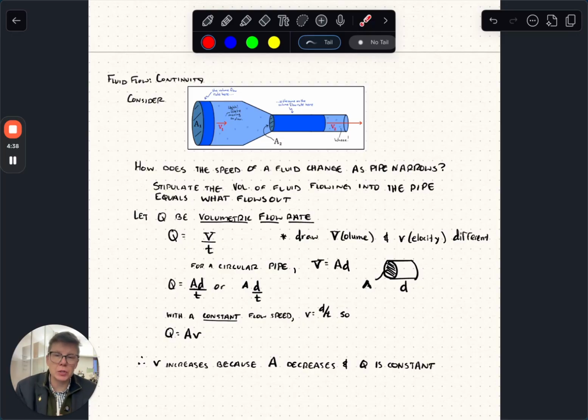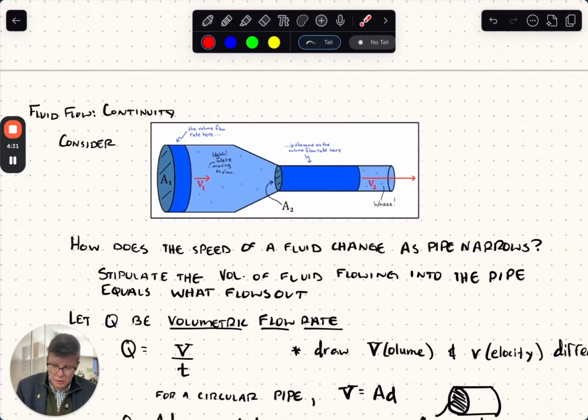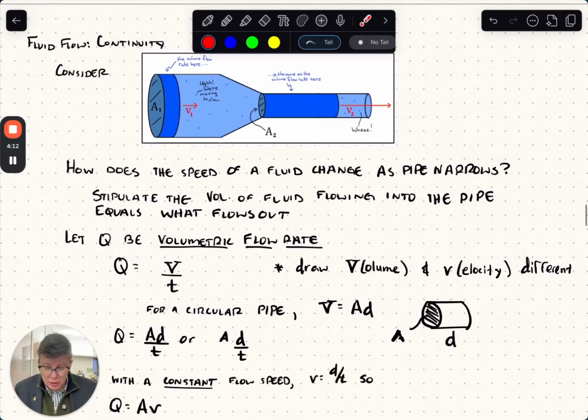The first thing we want to talk about is continuity. The continuity principle considers a pipe, and what's important to note going into this is that the fluid that enters the pipe has to exit the pipe. I mean, duh, right? That kind of makes sense. But what's really interesting here is we're talking about volume flow. The speed of the fluid's not going to wind up staying the same, and let's look into that a little more. So how does the speed of a fluid change as the pipe narrows?